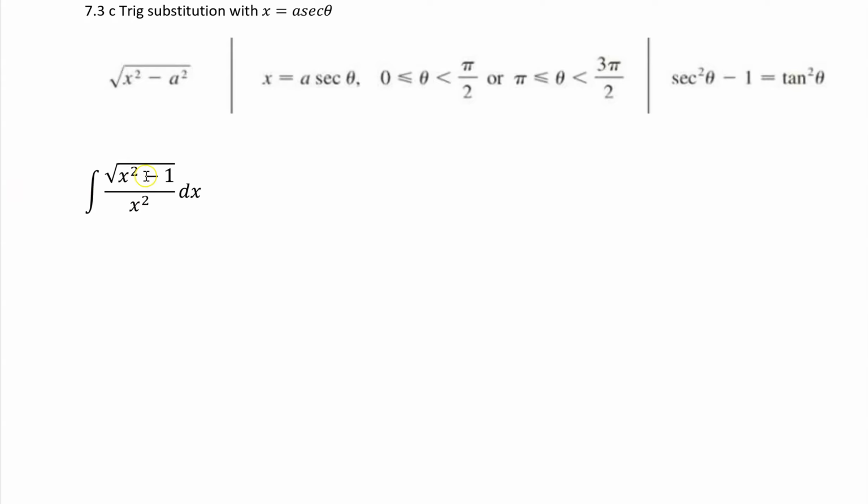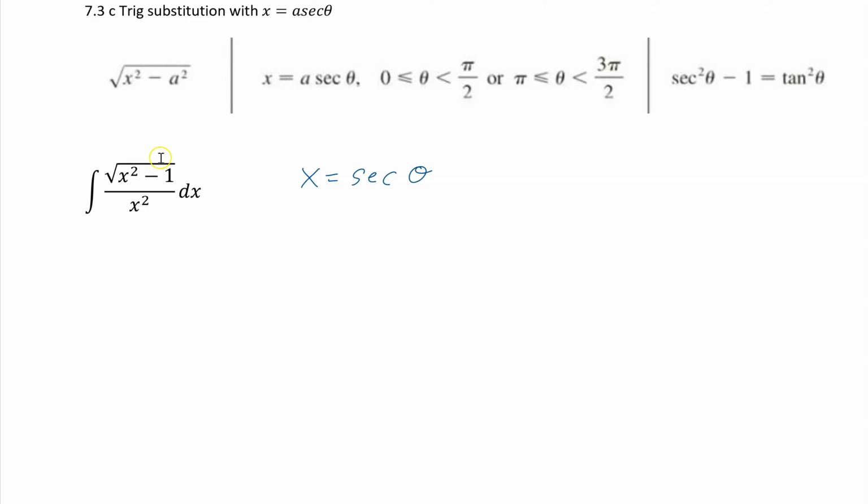All right, so now we're dealing with x squared minus 1, or x squared minus a squared, which is going to give us our secant squared. So you can see the x squared is first this time. So that would give us secant squared minus 1, which we can then convert to a tangent squared. So that's why we want to start with x equals secant theta.